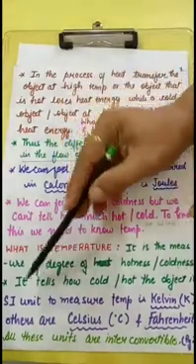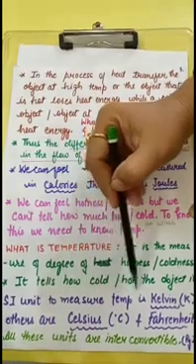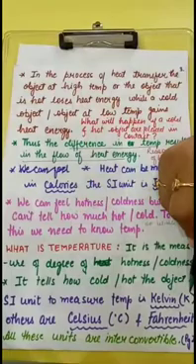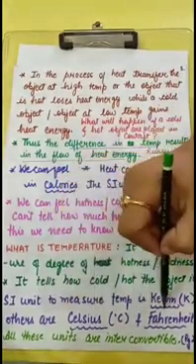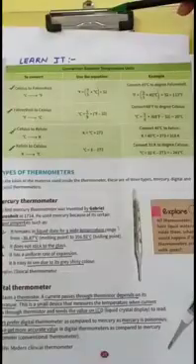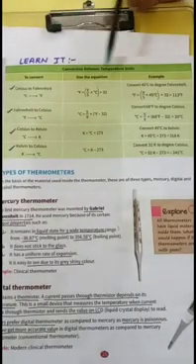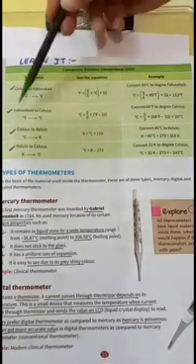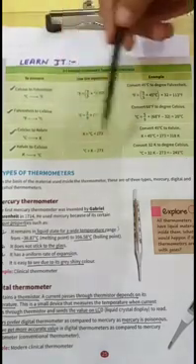There are different scales to measure temperature. The SI unit to measure temperature is Kelvin, which is represented by a capital K. Other units are Celsius and degree Fahrenheit. All these units of temperature are interconvertible. You can convert Celsius to Fahrenheit using this equation, then Fahrenheit to Celsius, Celsius to Kelvin and Kelvin to Celsius.